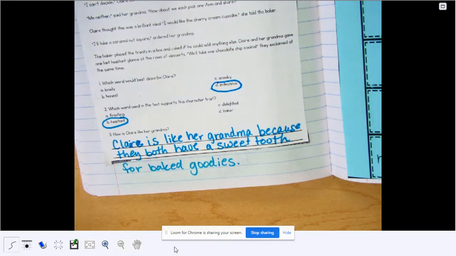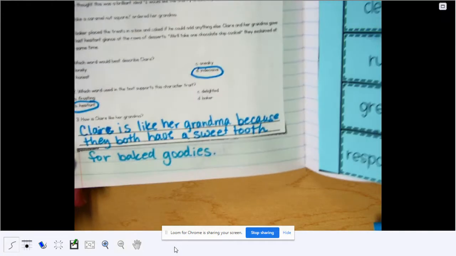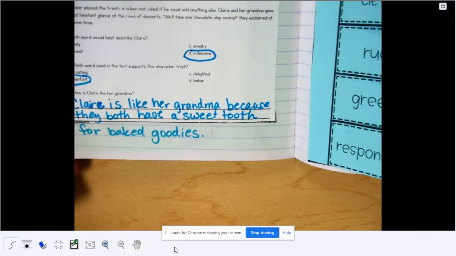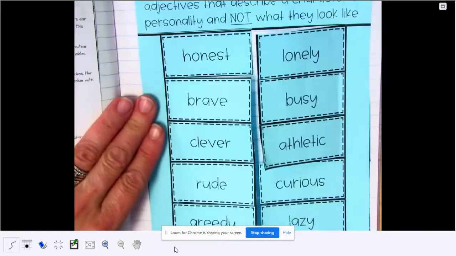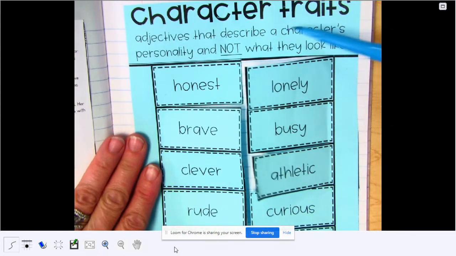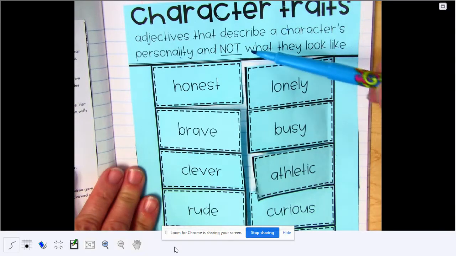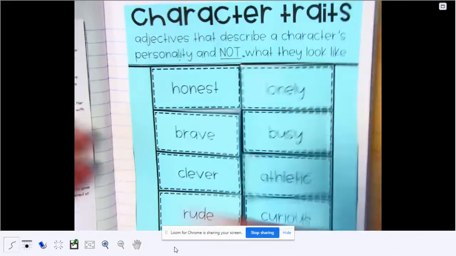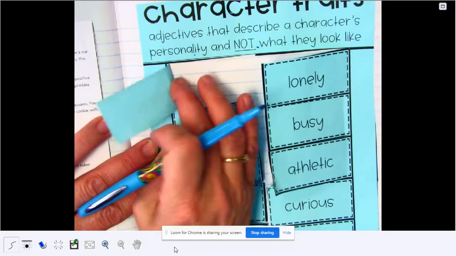All right, once you're finished with that one, we're going to go to our character traits page. So if you still need to write, go ahead and just pause. And then when you're done, come on over here to the character trait page. It says character traits: adjectives that describe a character's personality and not what they look like. So honest, what does it mean to be honest?